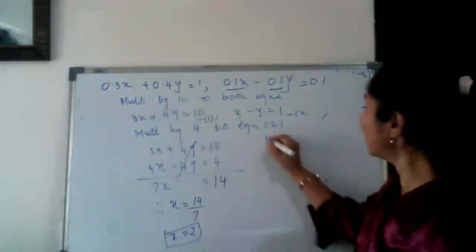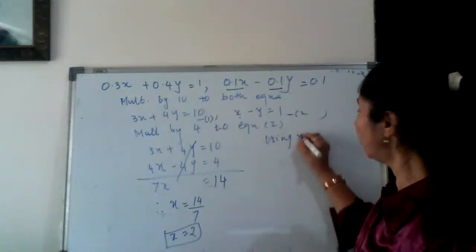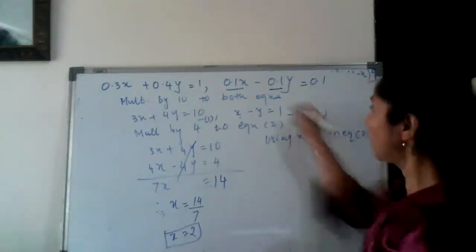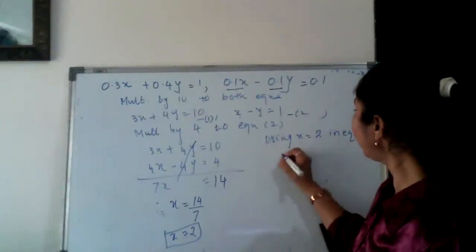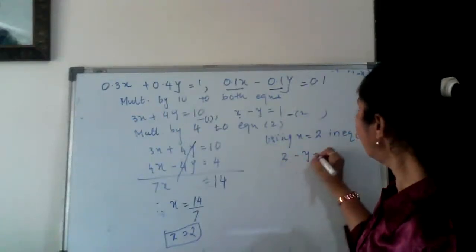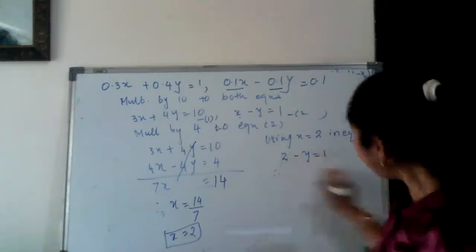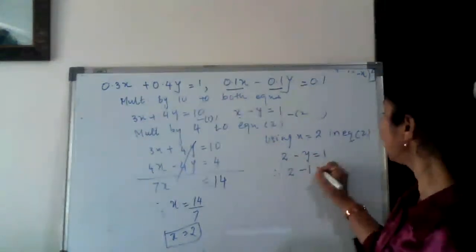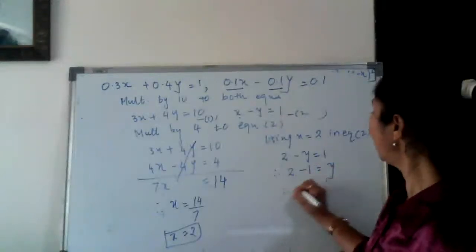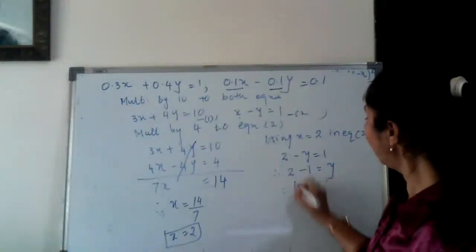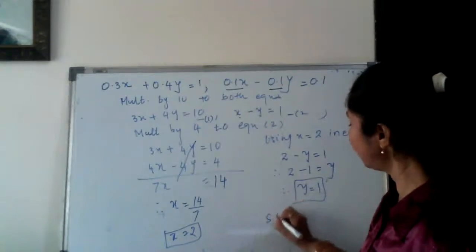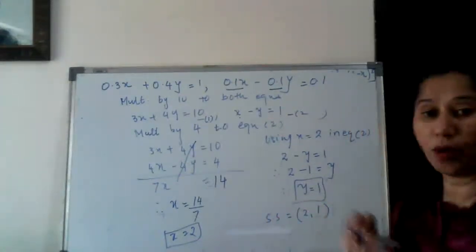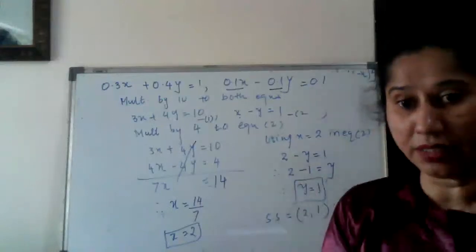And now using this value, x is equal to 2, in equation 2, because that becomes very simple for me. So 2 minus y is equal to 1. If I bring this y here, it becomes positive, and so the 1 becomes negative here. We get y is equal to 1. And hence the solution set is first x then y, so (2, 1). I hope I'm very clear on it.